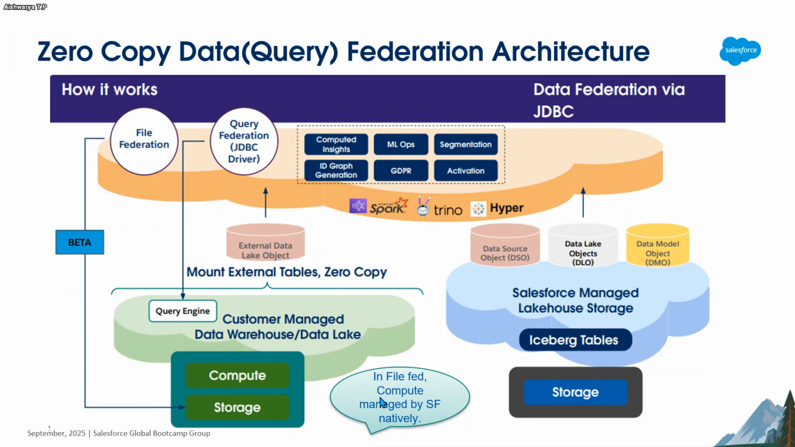On top of it, you can see the external data lake object, which is connected to the orange cloud. This orange cloud represents your Data Cloud, and all the operations you see happen in Data Cloud. Maybe the data graph, computed insights like your calculated insights, and then segmentation. If you want to activate this data for anything Einstein related or Agentforce related, you can make use of that as well. That's where machine learning ops is available.